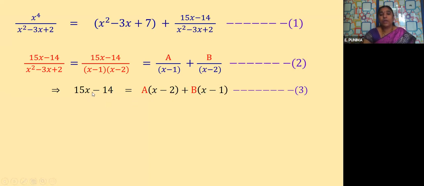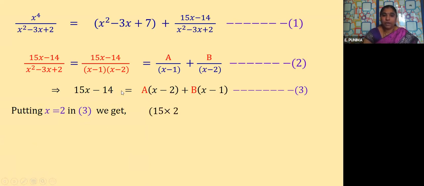Clear? So now here, because we have two constants and sufficient linear factors, which method do we follow? No need of equating here. Yes or not? Here we'll substitute the value for x. Putting x is equal to 2 in equation number 3, what do we get, children, after putting that? 15 into 2 minus 14 is equal to a into 2 minus 2 plus b into 2 minus 1.